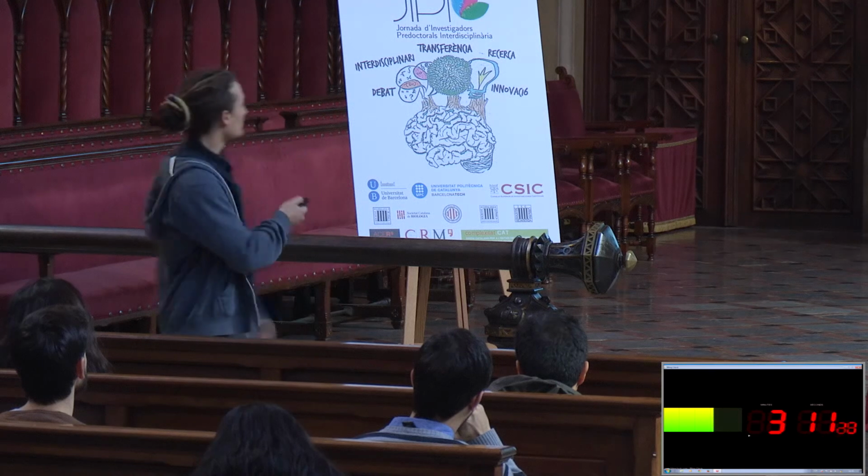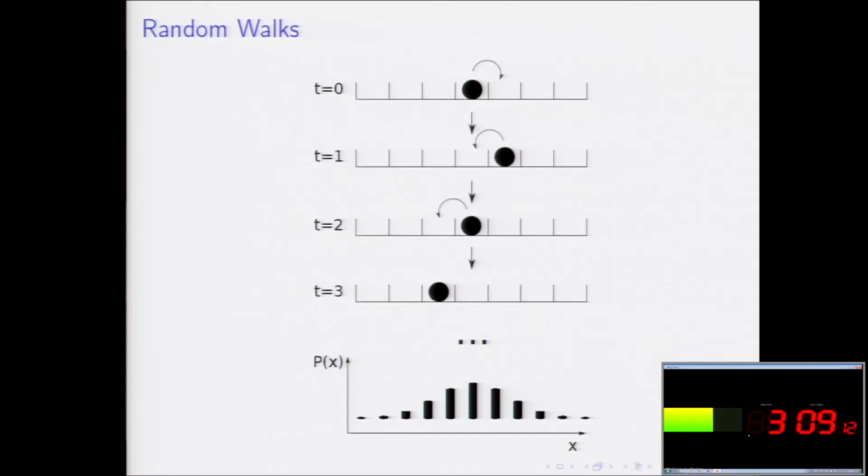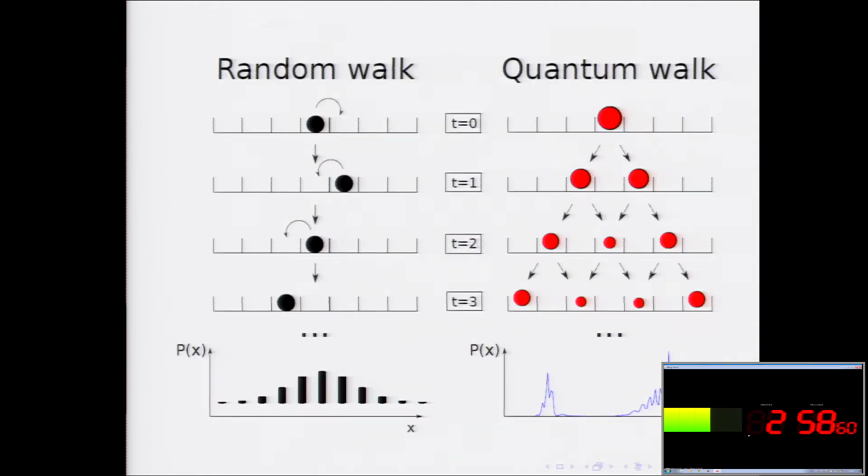And what you can see is that it's strongly peaked around where the particle started, and it's very small around the edges of the distribution. I'll now introduce quantum walks.